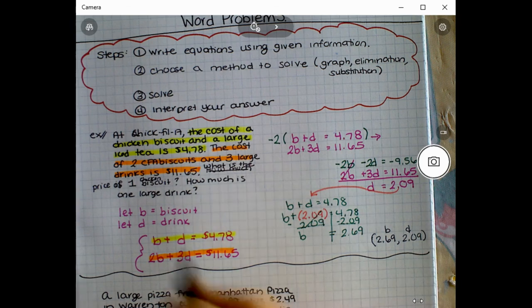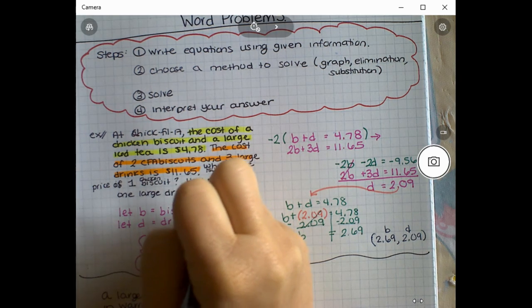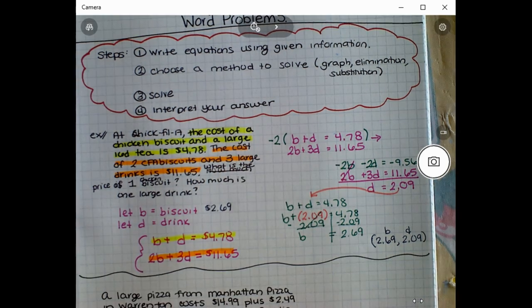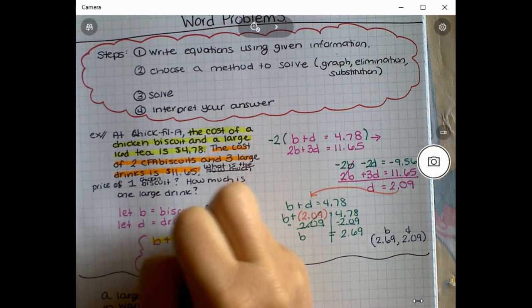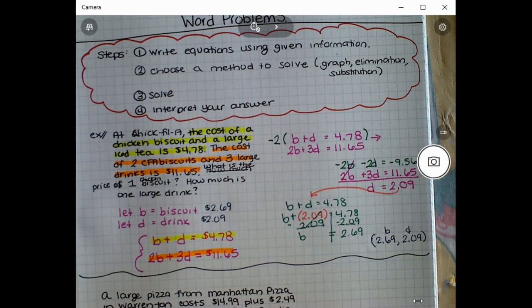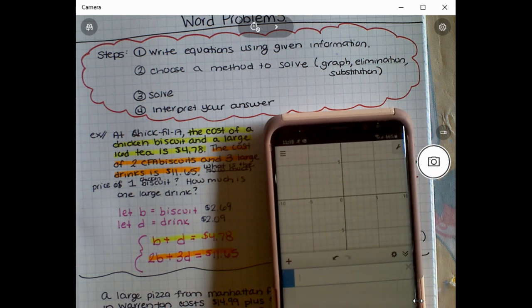All right. Let B equal biscuit. So a biscuit is $2.69 and a drink is $2.09. And that's accurate for 2020 for Chick-fil-A. Many people prefer to use the graphing method for this kind of thing.